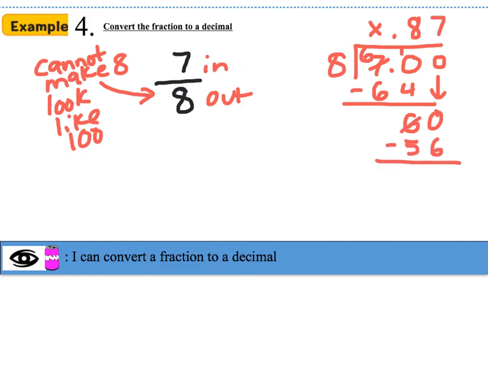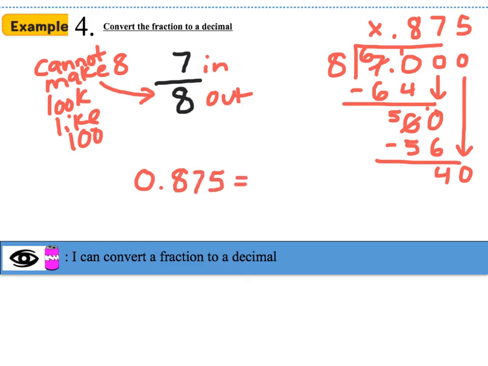Let's subtract. We need to borrow again. 10 minus 6 is 4. Drop down one more 0. And 8 goes into 40 5 times. So we know that our decimal is equal to 0.875, which is the same as 7 over 8.